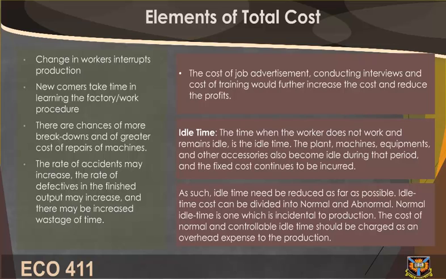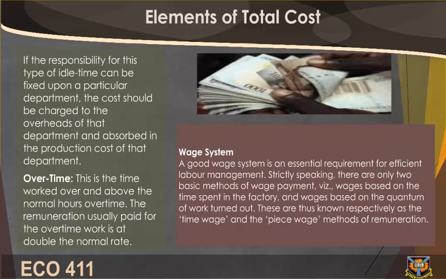Normal idle time is one which is incidental to production. The cost of normal and controllable idle time should be charged on overhead expense to the production. If the responsibility for this type of idle time can be fixed upon a particular department, the cost should be charged to the overheads of that department and absorbed in the production cost of that department.